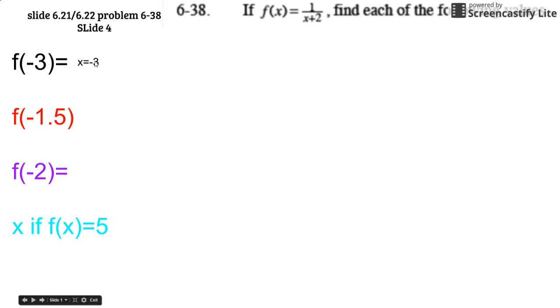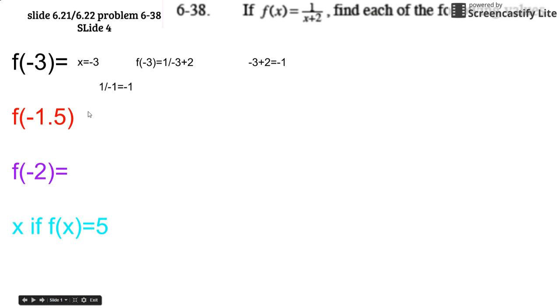So first we're going to decide what x is. x equals -3. And how we determine this is we look at what's inside the parentheses right here. So that's -3. Next, we plug this into the equation. So 1 divided by -3 plus 2 is what the function of -3 equals. -3 plus 2 equals -1.